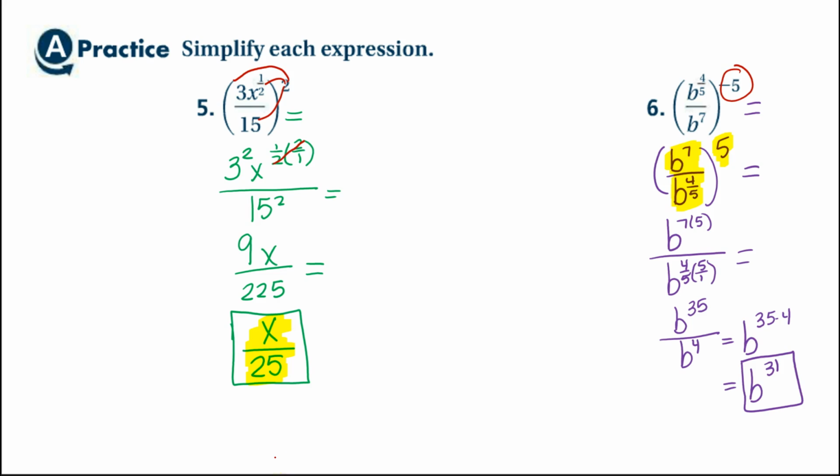I distributed the 5 to both. So b to the 7 to the 5th is b to the 35th. b to the 4/5 to the 5th, the 5's cancel out, leaving you 4, and then you end up with 35 minus 4. So your final answer is b to the 31st power. Again, that's something to keep in mind. When the exponent is negative outside, you have to invert the fraction inside.